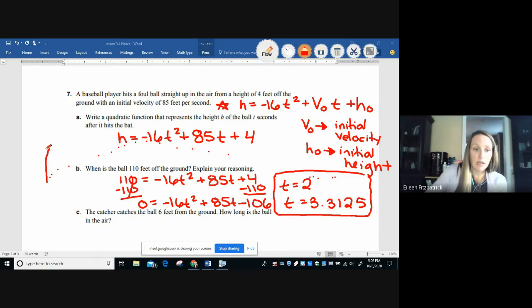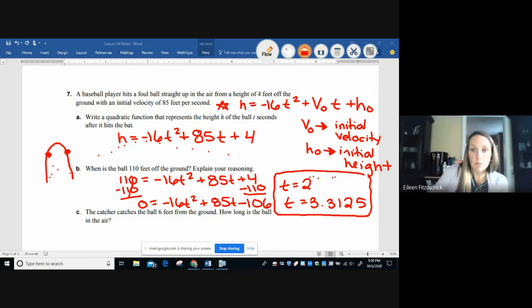Okay, so the ball is 110 feet off the ground at 2 times, because think about it, the ball gets hit up in the air and then comes back down. So if we were to graph this using the graphing calculator, we would see that maybe right here, it's 110 feet, and then over here, it's 110 feet again. So it took 2 seconds to get to this spot, and then 3.3125 seconds to get to that spot. Okay, that's just a very rough sketch of the situation.